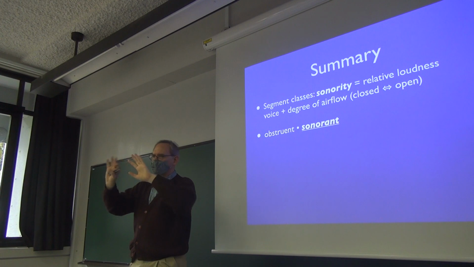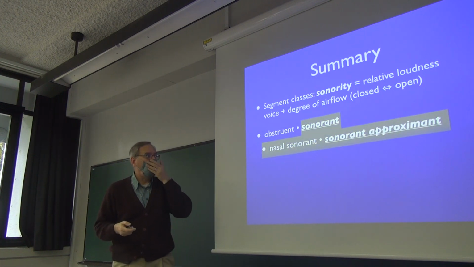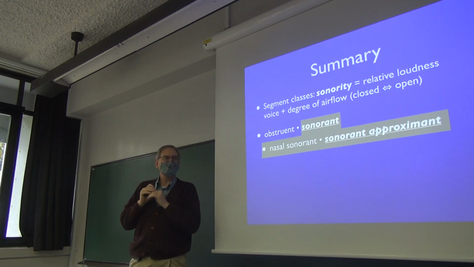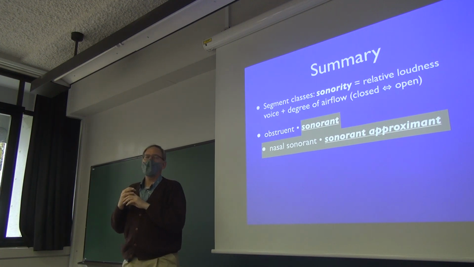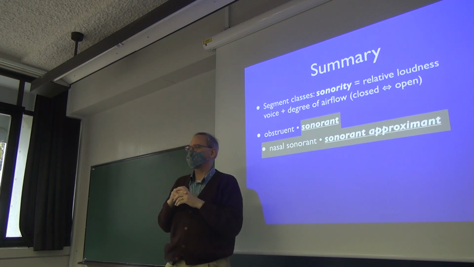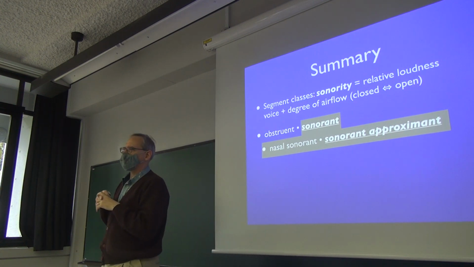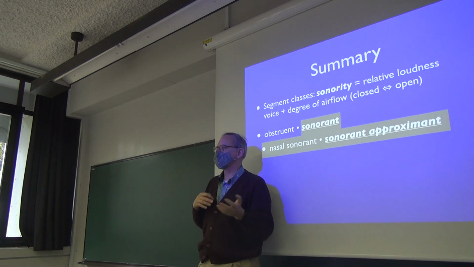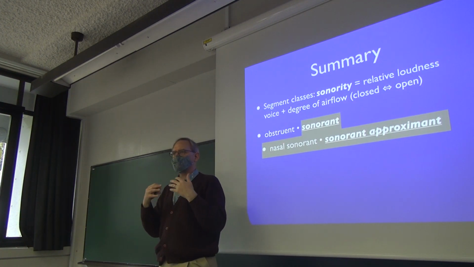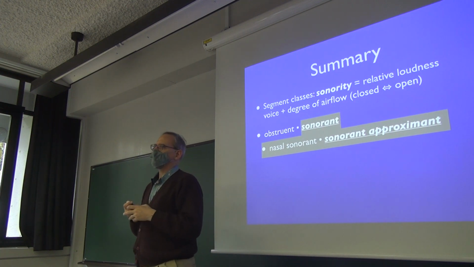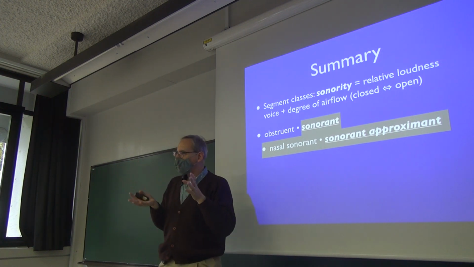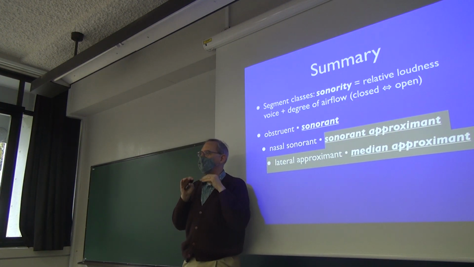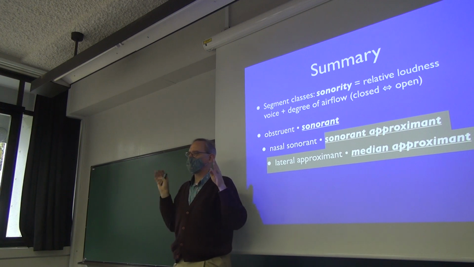But the sonorants can be divided into those that are pronounced with airflow through the nose, the nasal sonorants, or the sonorant approximants. Nasal sonorants stop the airflow through the mouth. Sonorant approximants are produced by bringing the tongue near the top of the mouth. But the sonorant approximants can be further divided into those that have airflow around the sides of the tongue.